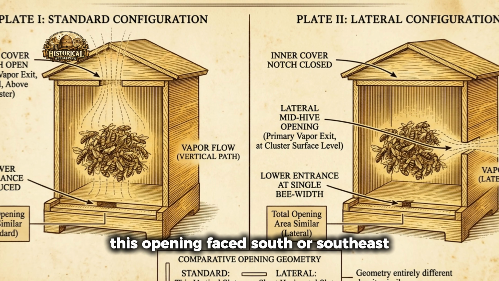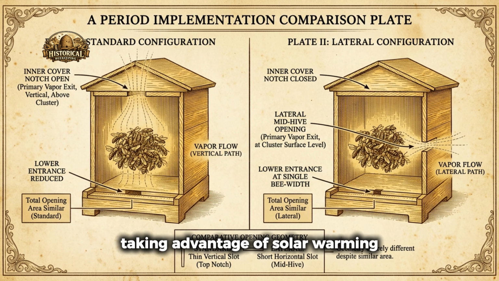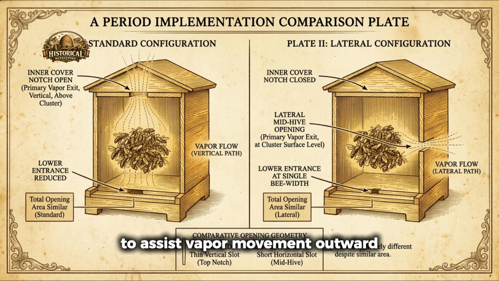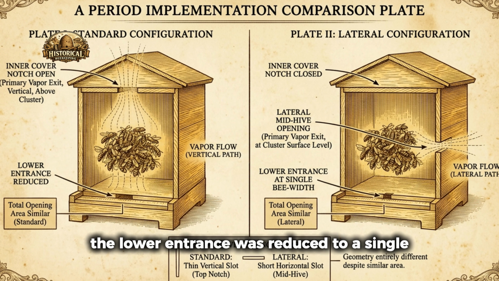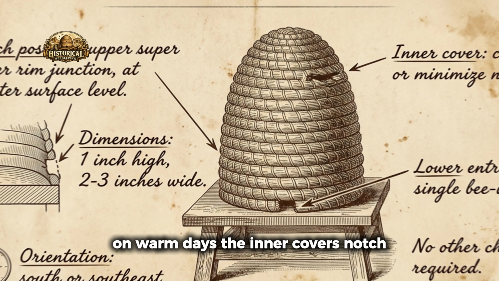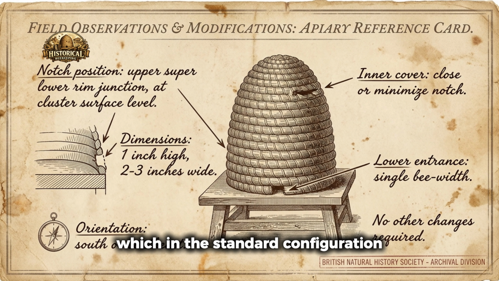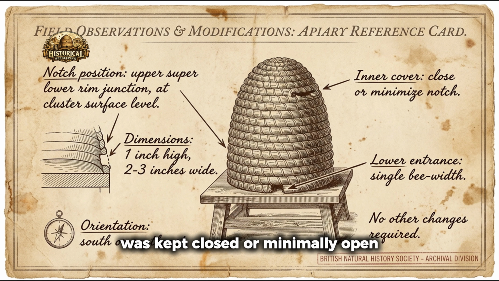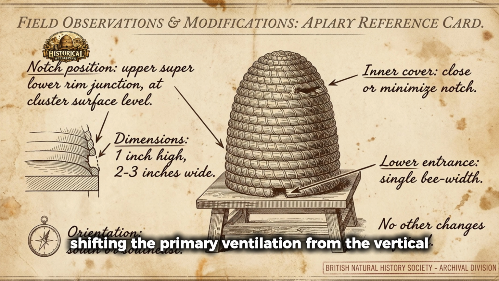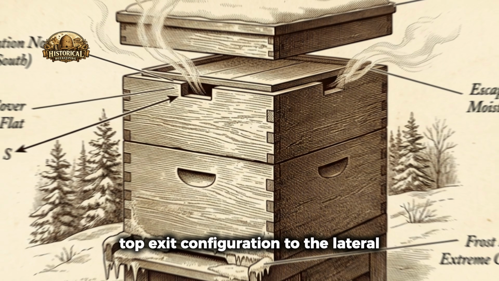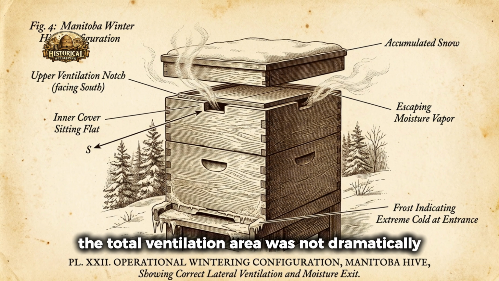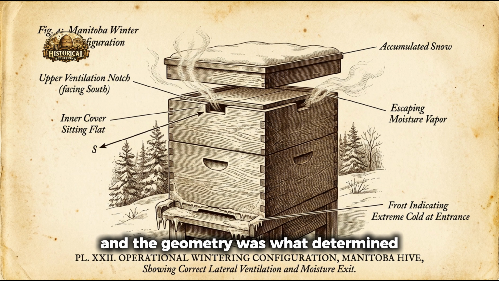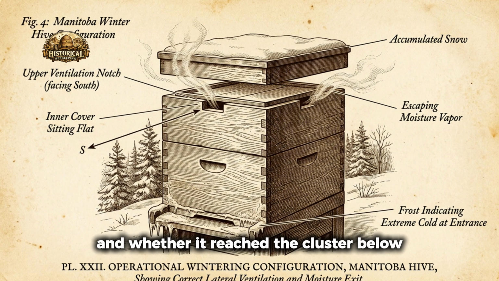This opening faced south or southeast in the Manitoba apiaries, taking advantage of solar warming during the brief daylight hours of the northern winter to assist vapor movement outward. The lower entrance was reduced to a single B-width opening for ventilation and flight access on warm days. The inner cover's notch, which in the standard configuration served as the primary moisture exit, was kept closed or minimally open, shifting the primary ventilation from the vertical top exit configuration to the lateral mid-hive configuration. The total ventilation area was not dramatically different from the standard setup. The geometry was entirely different, and the geometry was what determined where condensation formed and whether it reached the cluster below.